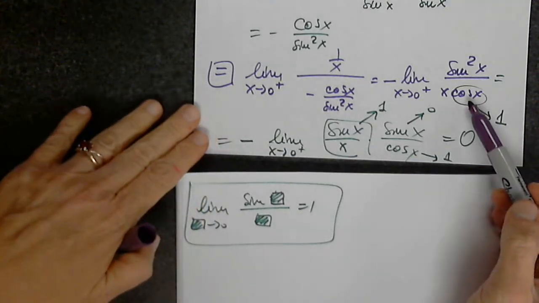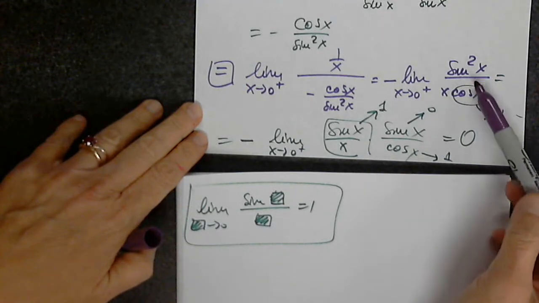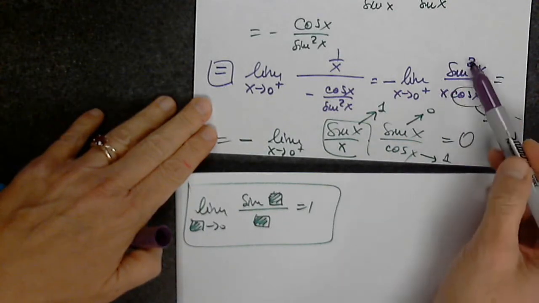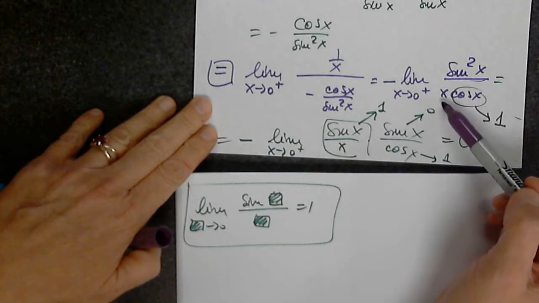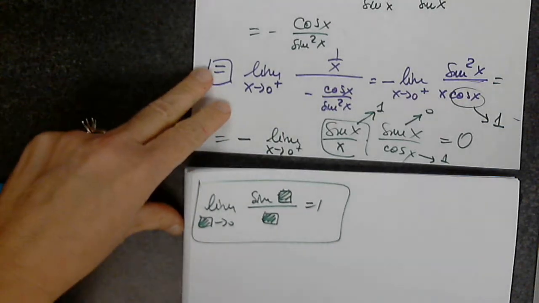Again, here you can stop and just say cosine x approaches 1, and you can take it out. And then you differentiate top and bottom. You will get 2 sine x cosine x over 1, and you will arrive at the same 0. Can we move on to B or not yet? Yes? Any questions on part A?